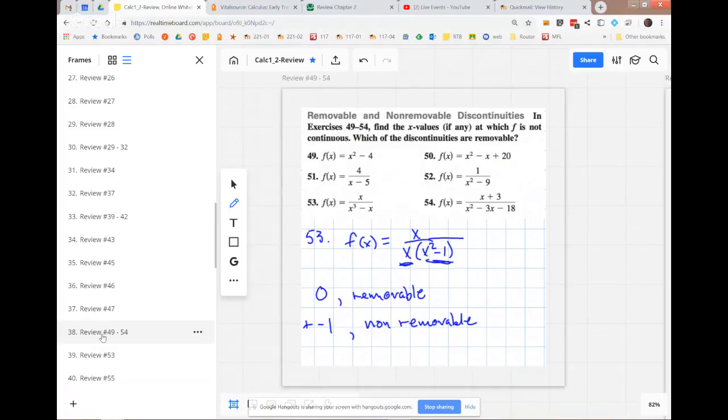All right, then what else would make the denominator 0? When x is a 1 or a -1. That one's non-removable. So in other words, at 0, you're going to have a hole in this graph. At 1 and -1, you're going to have an asymptote. And so that's non-removable.